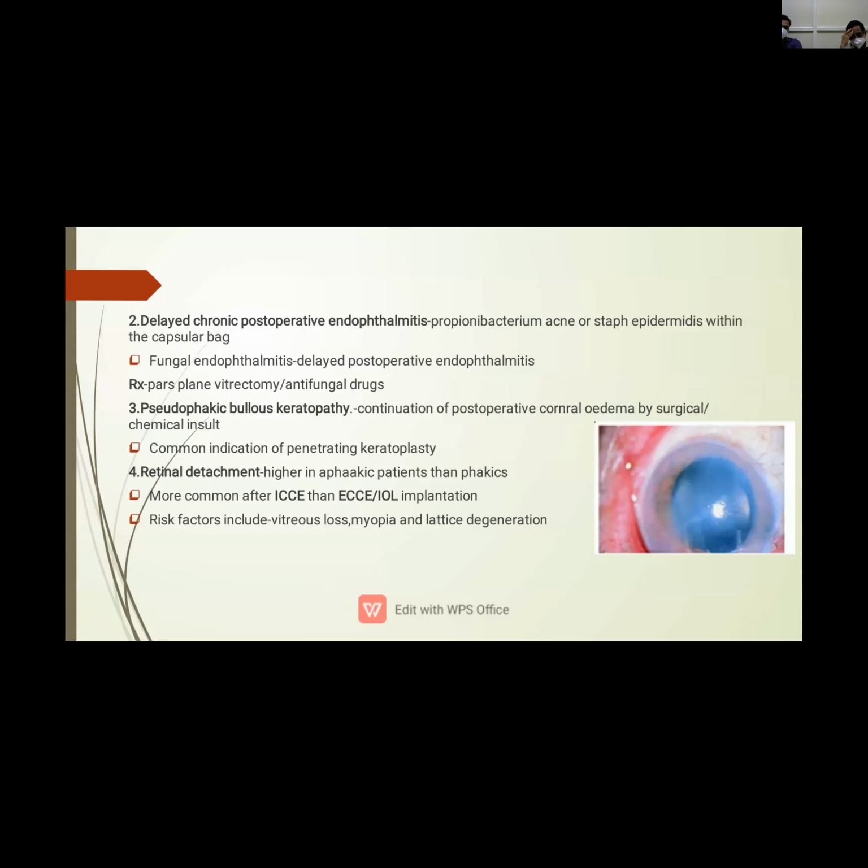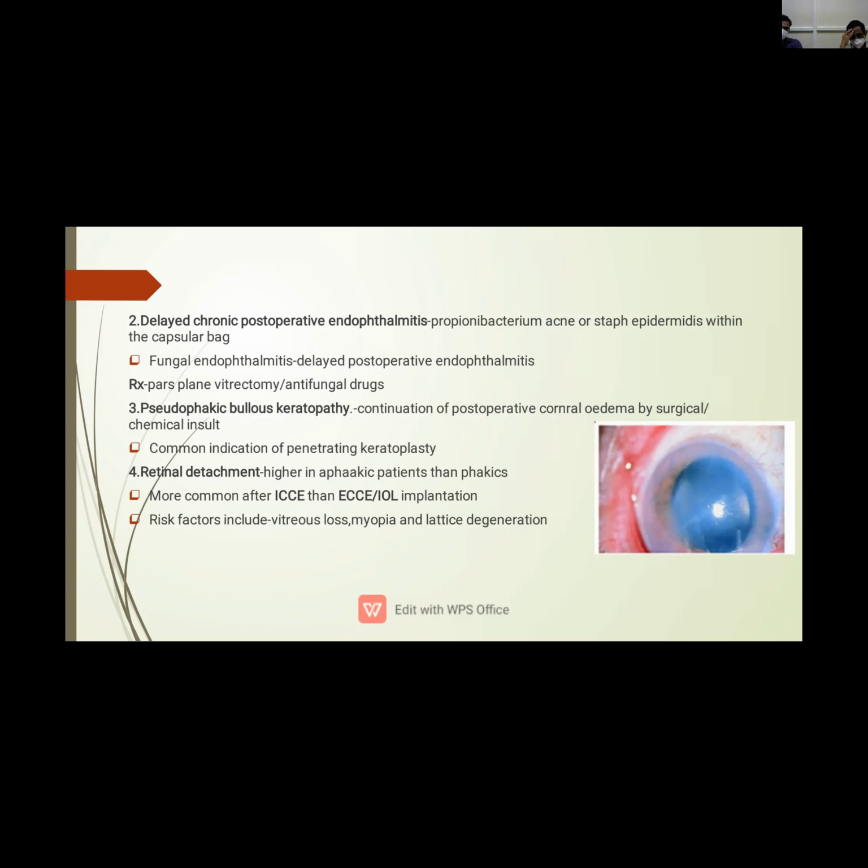Delayed chronic post-operative endophthalmitis. Causative organisms are Propionibacterium acnes or Staph epidermidis within the capsular bag. Fungal endophthalmitis is also a delayed post-operative endophthalmitis. It can be treated by using pars plana vitrectomy or antifungal drugs. Pseudophakic bullous keratopathy. It is a continuation of post-operative corneal edema by surgical or chemical insult.